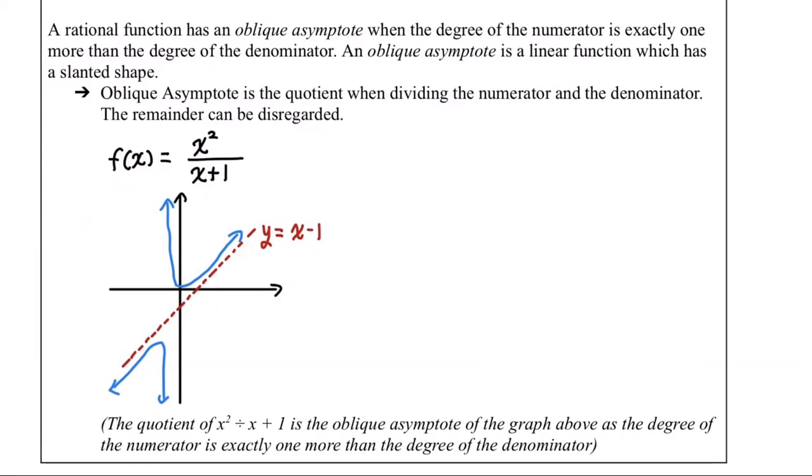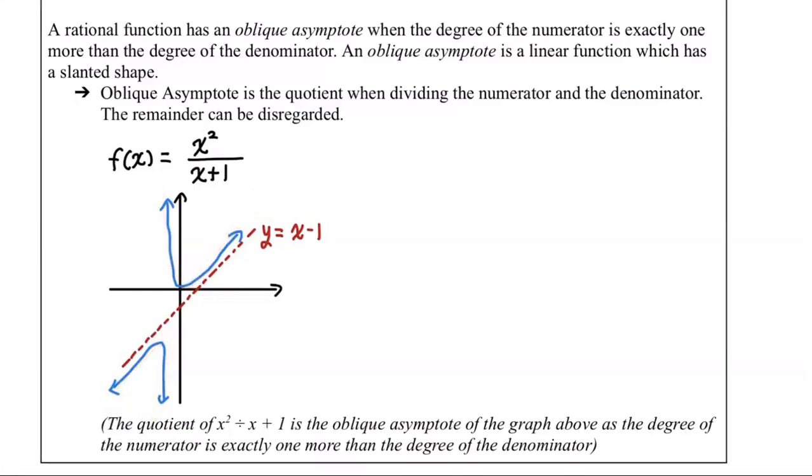And how can we find that oblique asymptote line? We can simply divide the numerator by the denominator, and whatever we get as the quotient is our slant asymptote or the oblique asymptote. Yeah, so the graph never touches this oblique asymptote, but it does approach it from both sides.